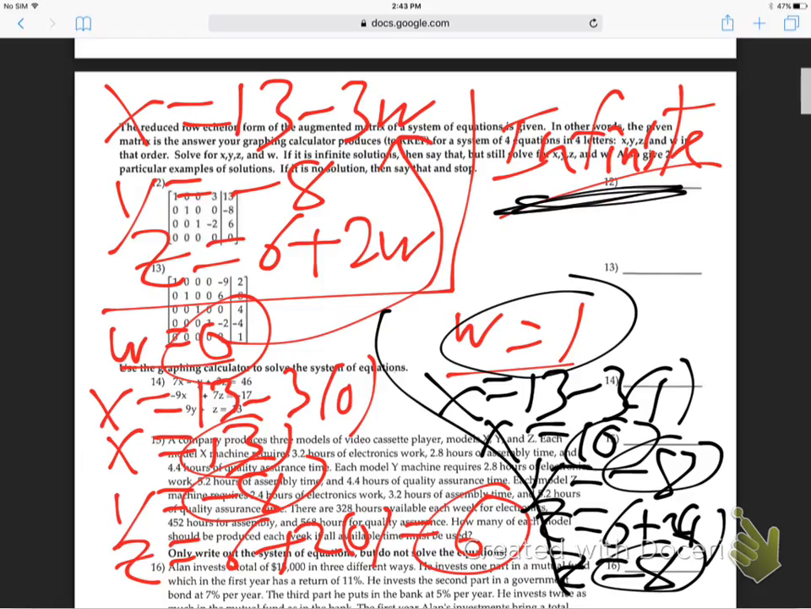For every number you plug in for w, you're going to get a set of answers. And I'm saying just show me two sets, any two sets. I just want to make sure you're getting the idea of what that means. Does that make sense?